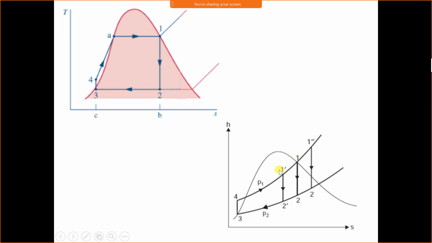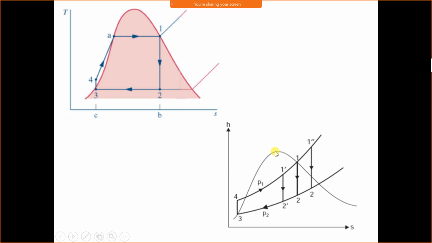Suppose water is converted into superheated steam. Superheated steam means point 1 lies outside the saturation curve. Point 1 lying outside the saturation curve means this region is the superheated region. On this curve, it is saturated.